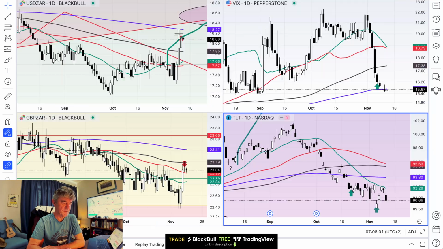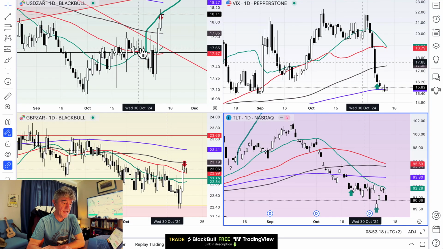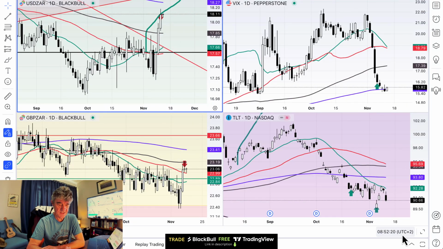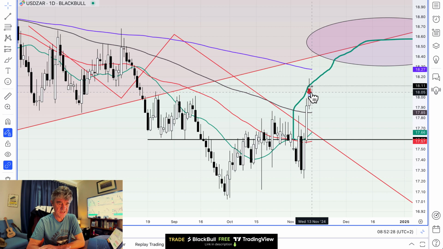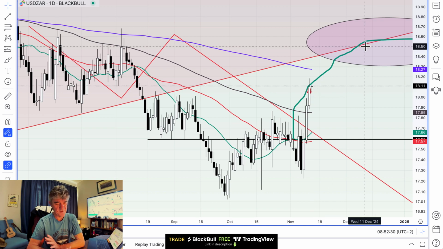Right, now let's go and have a look at some of these other ones. The ZAR, we took a tiny short on this trade yesterday, US dollar South African rand. We've started our little short journey on this so far. That's where we took our short, more or less where we are currently. I'm looking for a move up into that blob. I don't know if we'll get that.